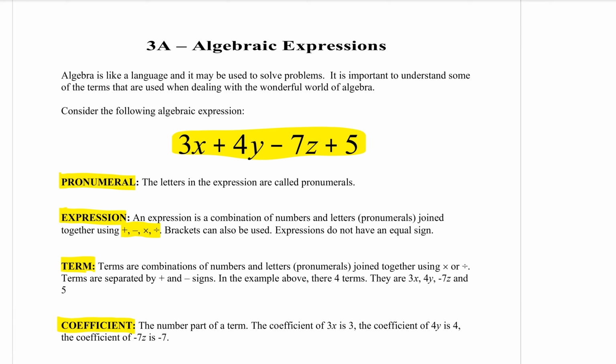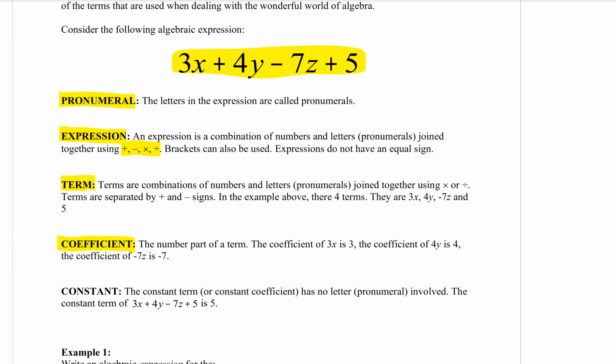Okay? The constant term. The constant term or constant coefficient, says there in brackets, has no letter, no pronumeral involved. The constant term in the one that we've got up here, the one that does not have any letters, is which one? That has a letter, has an x. Which one does not have a letter? This one here. The 5. Okay, so that is called our constant term.